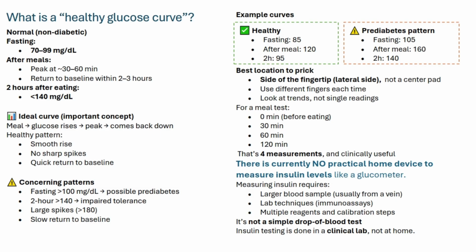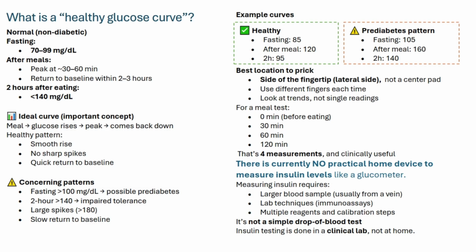Concerning patterns include fasting glucose levels exceeding 100 milligrams per deciliter, which may indicate prediabetes, and 2-hour post-meal levels above 140, suggesting impaired glucose tolerance. Large spikes over 180 milligrams per deciliter and a slow return to baseline are also red flags.